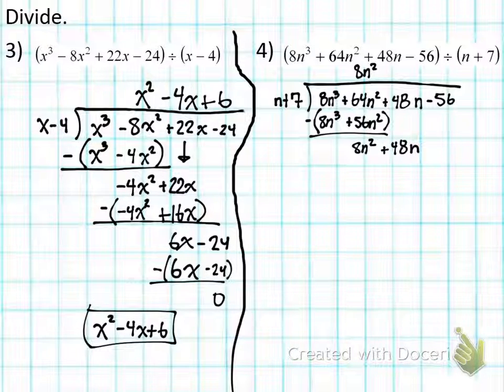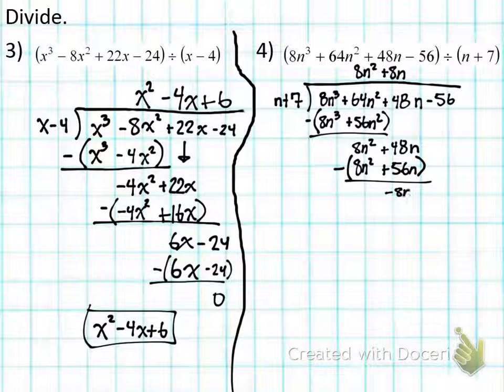And we ask ourselves again, what do I multiply n with to get 8n squared? Positive 8n. 8n times n is 8n squared. 8n times 7 is positive 56n. Parentheses around that, subtract. 8n squared minus 8n squared is going to be 0. 48n minus 56n is, what is that, negative 8n. Then bring down the last term, which is negative 56.